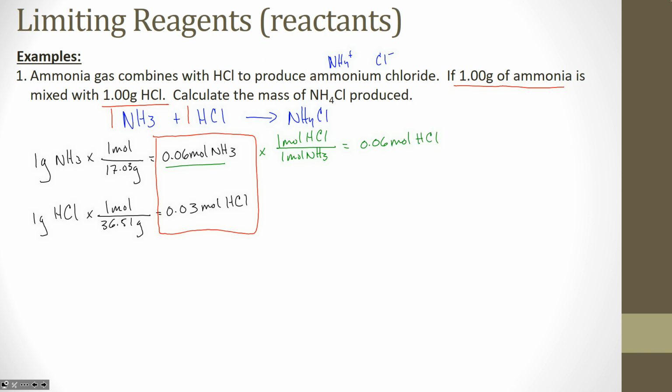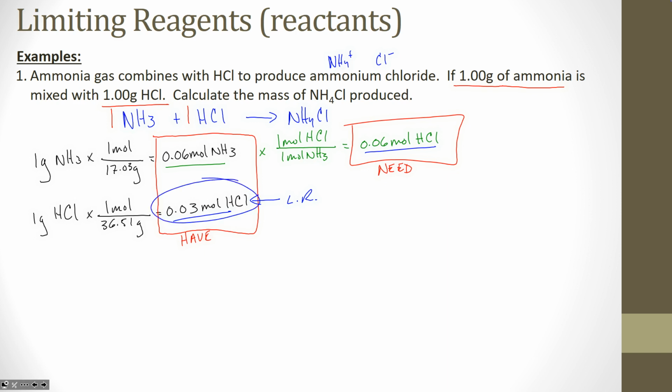So if we go back here, this is what we actually have to work with, and this is what we would need to use up that NH3. So if I look back to what I have, only 0.03 moles of HCl, and I need 0.06. I don't have enough to use up all of my ammonia. So that means that this is the limiting reagent. I'll just put L.R. for limiting reagent. This is the number that we use to solve the question.